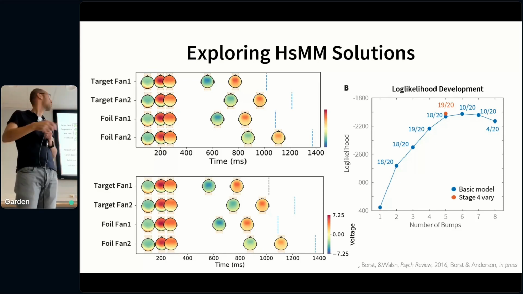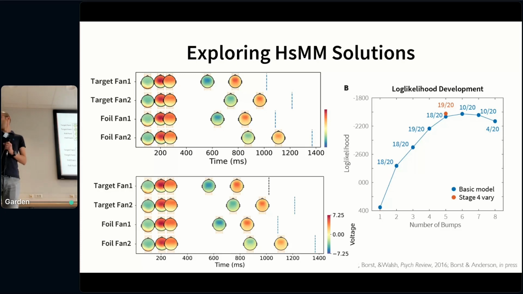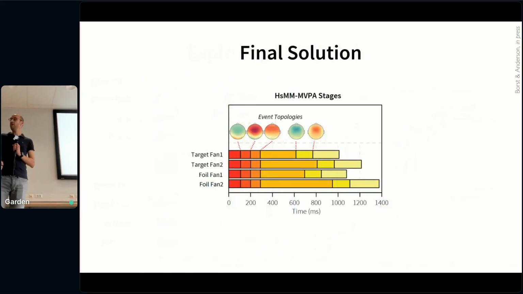And you can do this, of course, for every stage, for every topology that you have, to see how complex your model has to be according to your data. Now, in the end, I end up with a final solution like this. I have my reaction time on the x-axis, my 4 conditions on the y-axis, and they are divided into stages.